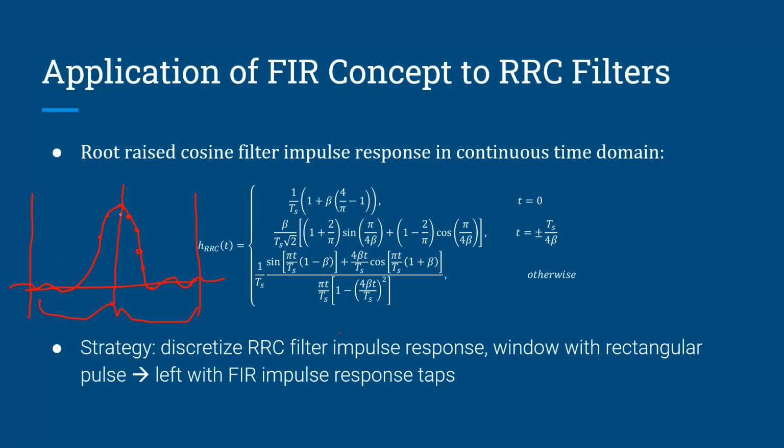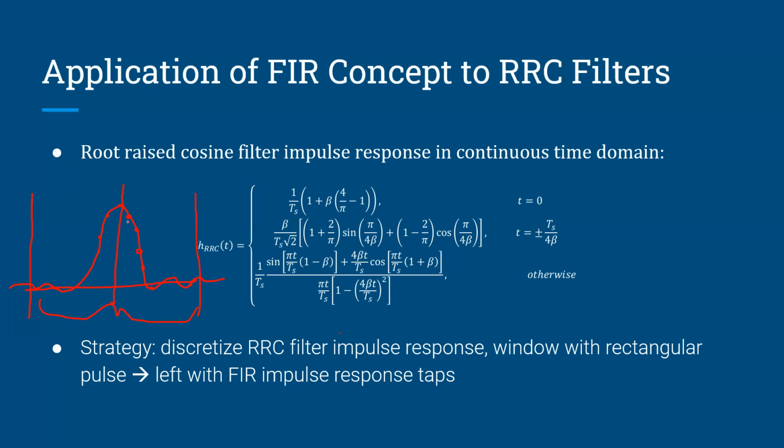And depending on how many sample points you have, you'll have so many taps in your filter. The more taps you have, the more processing you need. However, the better approximation you'll get to the actual filter. And so it's a trade-off between how exact you want your filter to be versus how much processing and memory you want to allocate to the filter.